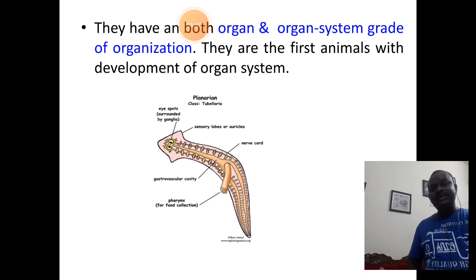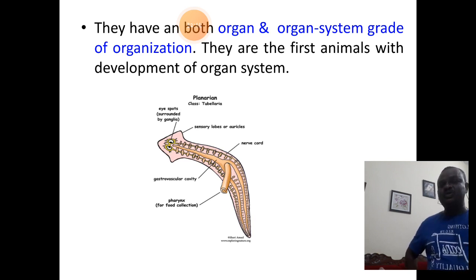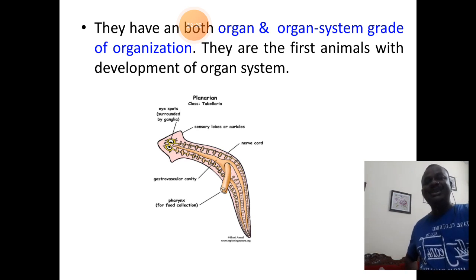For example, in the case of the digestive system, it has mouth, pharynx, intestine. Each one of these 3 parts is an organ. All the 3 organs together function for the physiology of digestion. Hence we call it an organ system. So we have both organ and organ system grade of body organization. Students, remember, flatworms are the first animals to develop organ system grade of body organization. Okay, so that's about the body organization of flatworms.